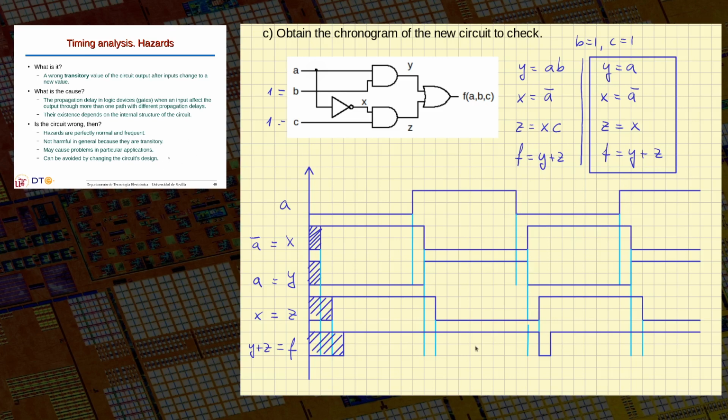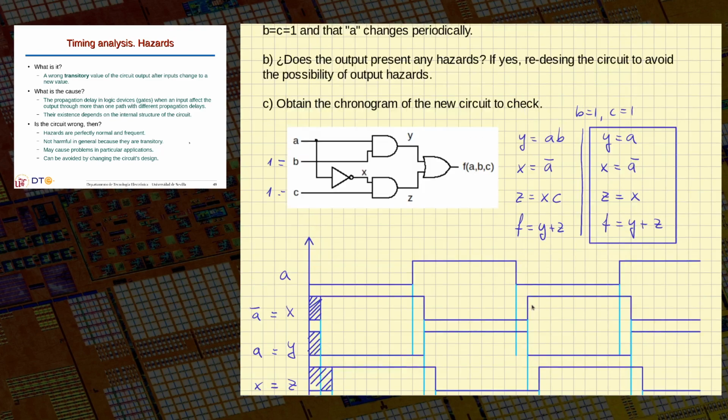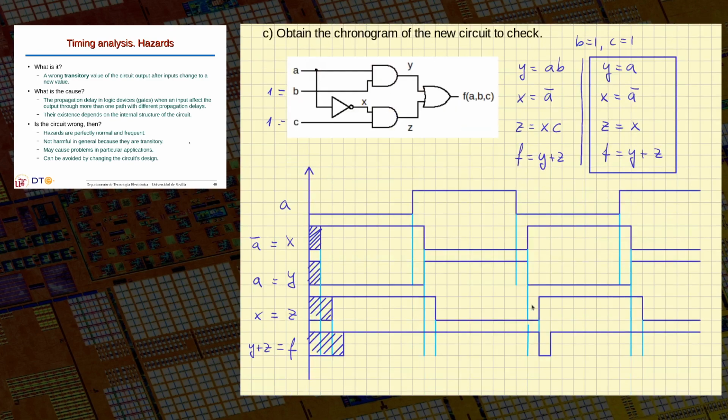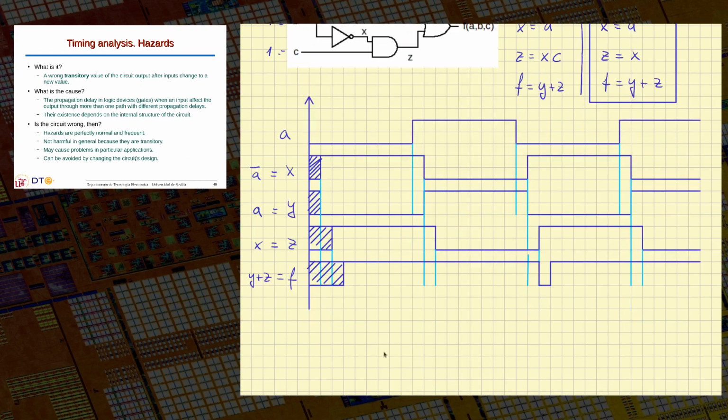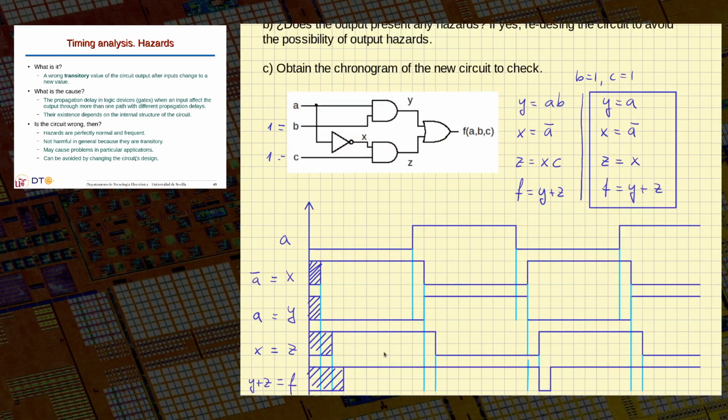Okay, so we have F, and the problem asks if the output presents any hazards. I see that the output is 1 most of the time, and it's 0 for some short time here. So I suspect this is a hazard, but how can I actually determine that this is really a hazard? I have to compare the value obtained in the chronogram with the expected value of F, okay? So let's see what the equation for F is.